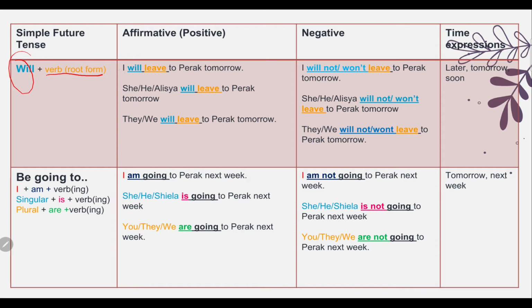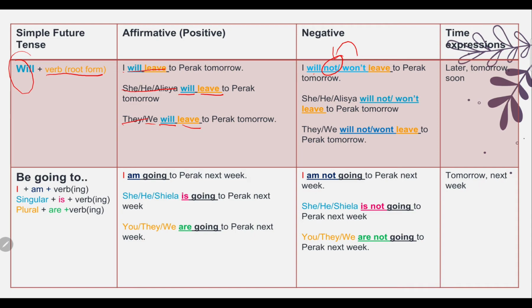For example, I will leave to Perak tomorrow. For singular, she, he, or Alicia will leave to Perak tomorrow, and they or we will leave to Perak tomorrow. Very simple, right? And for negative, just add on not after the word will. And won't is the short form for will not.